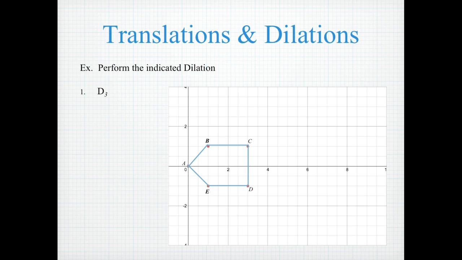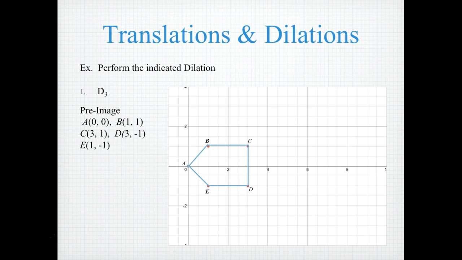So we're going to perform the indicated transformation, D sub 3. I have this irregular five-sided polygon, a pentagon, and for the pre-image, I have the coordinates A is the origin, B is the coordinate 1, 1, C is the coordinate 3, 1, D is the coordinate 3, -1, and E is the coordinate 1, -1.